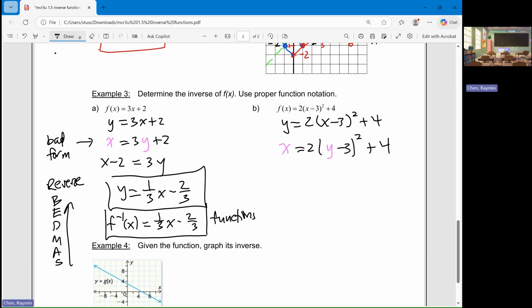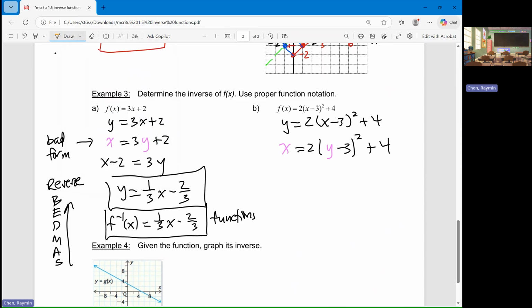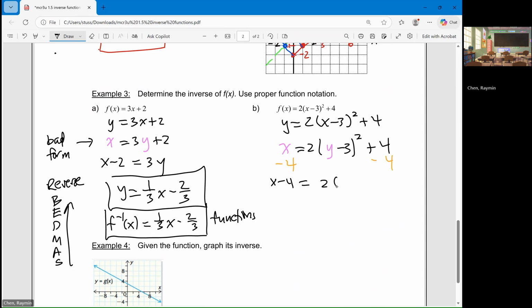This time I'm going to actually show my steps, just in case I went too fast with reverse BEDMAS. So we deal with that: 2 times (y minus 3) squared plus 4. The first thing we're going to deal with is any adding or subtracting. The negative 3 is in brackets, so we can't do that. So I'm going to move this 4 over to the other side by subtracting. That's what we get: x minus 4 is equal to 2 times (y minus 3) squared.